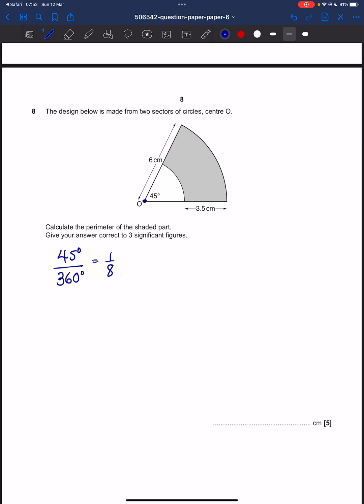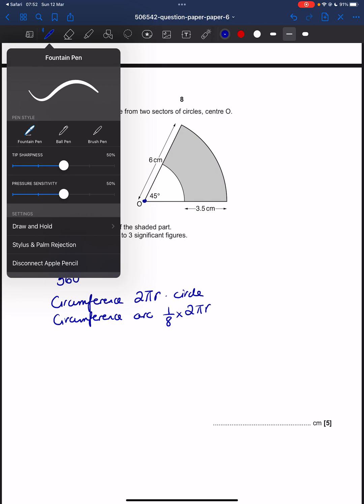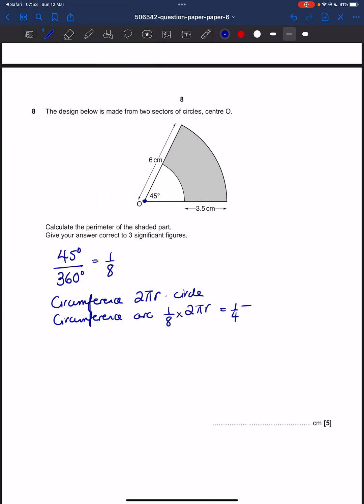So the full circumference of a circle is 2 pi r. That's for the circle. So the circumference of this arc is 1/8 times 2 pi r, because we've only got these bits here. These bits here are 1/8 of a full circle because of the 45 degrees. So the 1/8 and the 2 is going to be 1/4 of pi r.